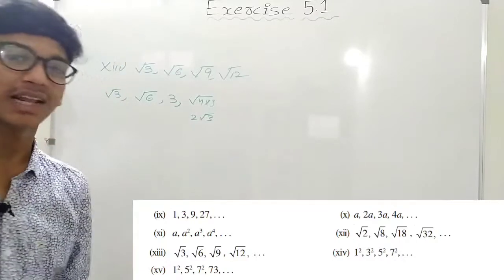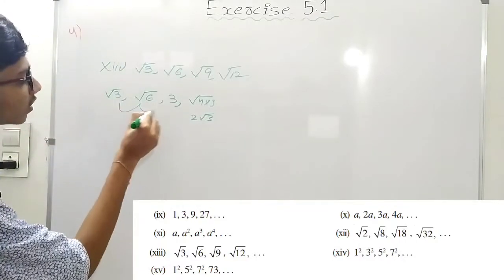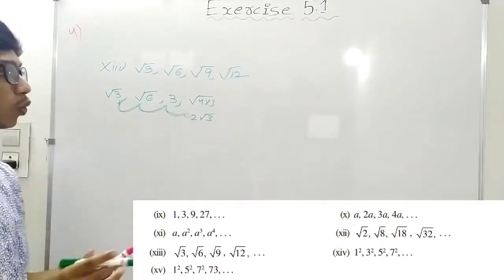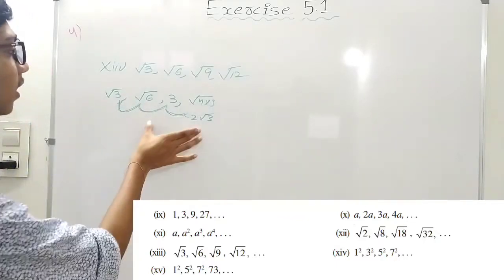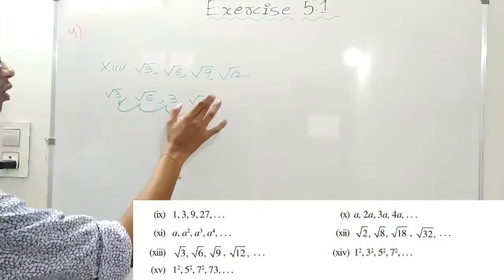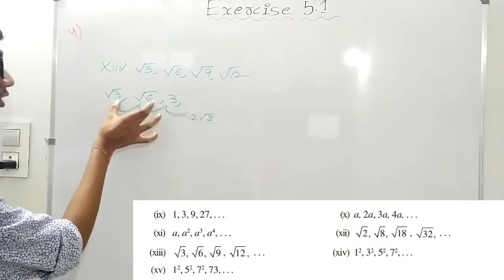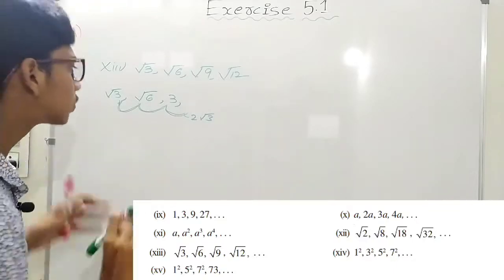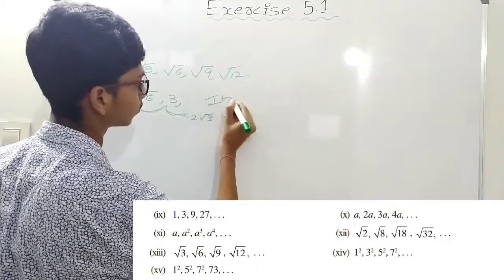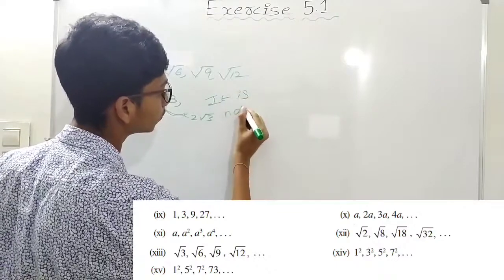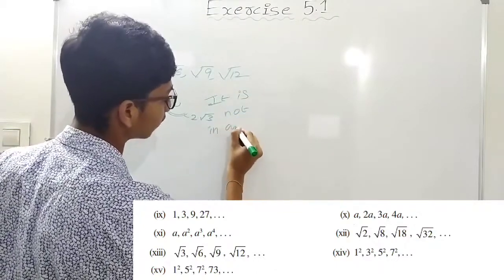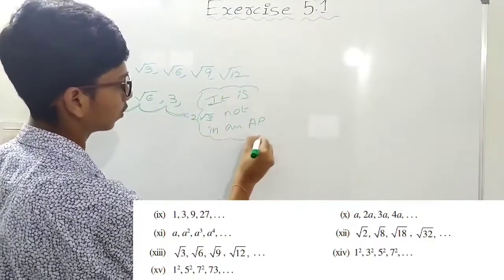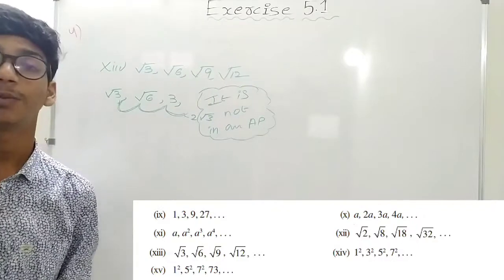Here clearly there is no relation with these terms. Root 3, root 6, 3, and 2 root 3 are completely different, and we can't find the difference. If you find the difference also, you will not get a fixed value. So we can say that it is not in an arithmetic progression.